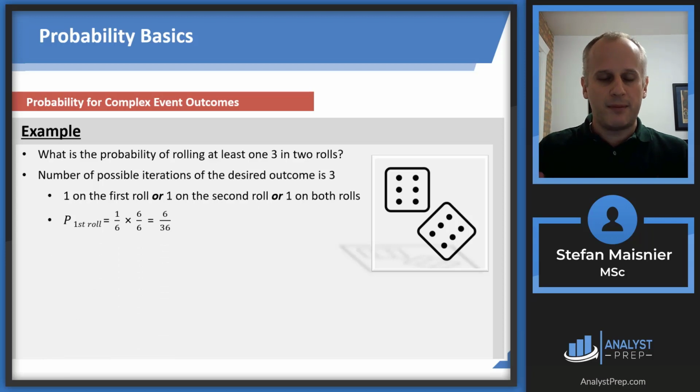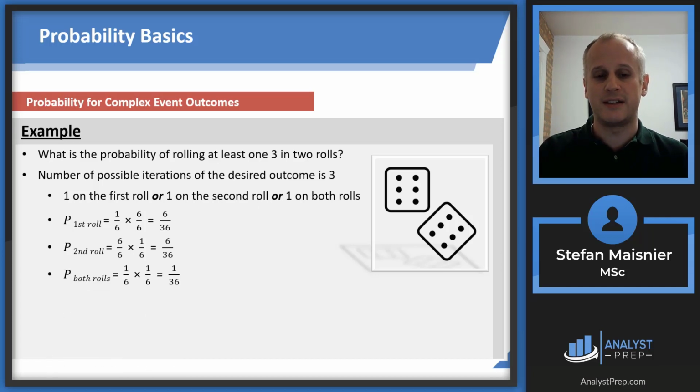The probability of rolling a 3 on the first roll is going to be 1 out of 6, there's one 3 on the six-sided die, times 6 out of 6, because anything is desired on the second roll, provided that we had a 3 on the first. So it's 6 out of 36, or just remains as 1/6. Then the probability of a 3 on the second roll is going to be 6 out of 6 on the first roll, because we do not care what the first roll's outcome is, times 1 out of 6 for the 3 on the second roll. So that will be another 6 out of 36.